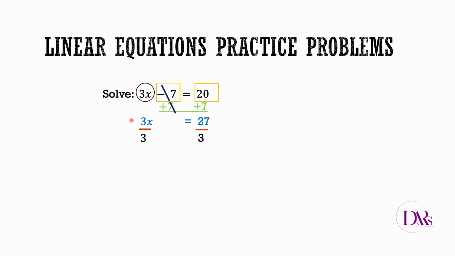Now, 3 divided by 3 is 1, so we're good. Our coefficient in front of x will be 1. And 27 divided by 3 is 9. So therefore, our answer is x equal to 9.